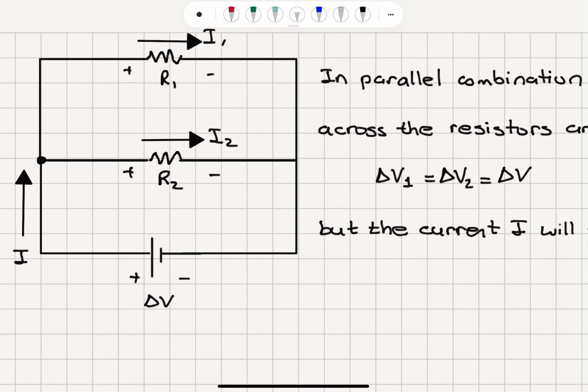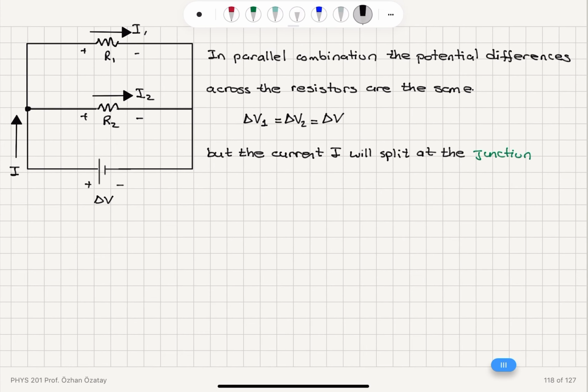Now the conservation of charge at this battery, at this junction point, basically requires that the amount of charge that enters per unit time must be equal to the amount of charge that leaves the junction per unit time. So this tells me that the currents should add up. So I must have I equal to I1 plus I2.